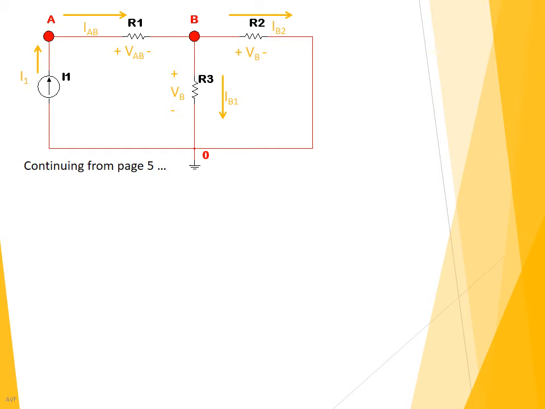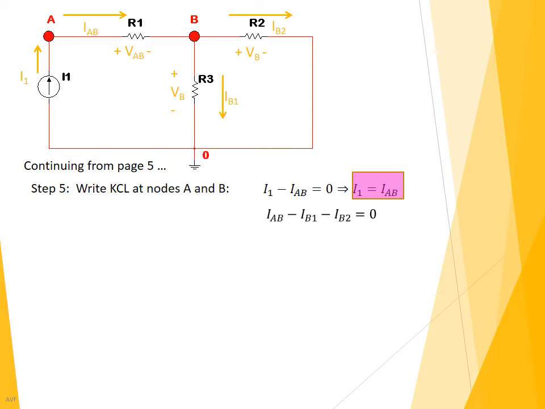So continuing from the review of the node voltage expression for the currents going through each branch, we write KCL at nodes A and B. KCL at A is I1 minus IAB is equal to 0, so I1 is equal to IAB. We will actually use this in the second expression. The second expression is going to be KCL at node B. IAB minus IB1 minus IB2 is equal to 0.